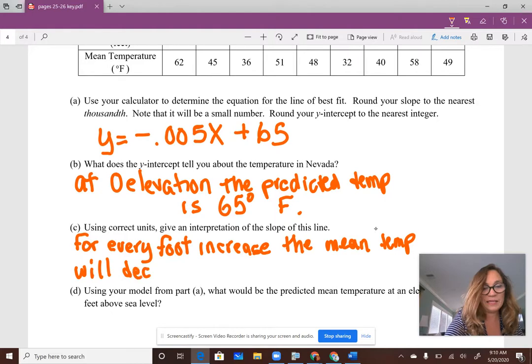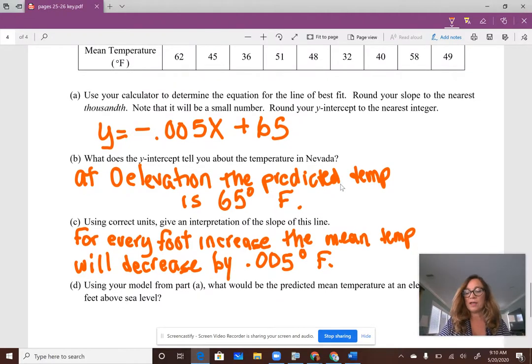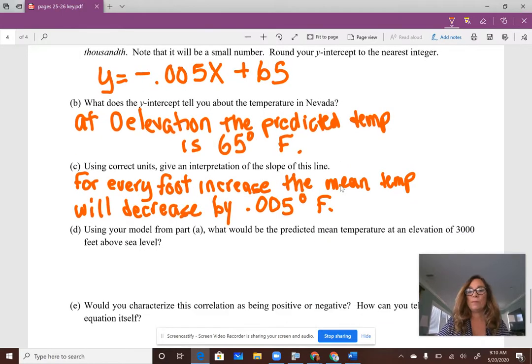decrease. Now, you don't put a negative because you use the word decrease. The word decrease is the negative sign. Will decrease by 0.005. Very little, very little. 0.005 degrees Fahrenheit. Okay? When you're talking about slope, use ratio words: for every, for each, per.